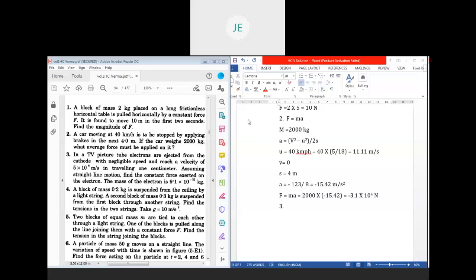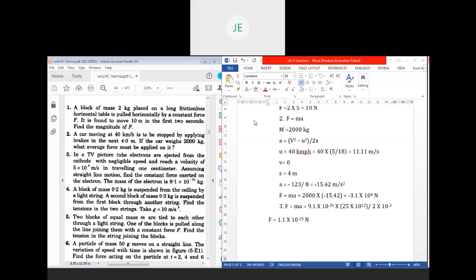Same process. F is equal to ma. Mass is 9.1 into 10 power minus 31. Acceleration is v square minus u square by 2s. Substitute v as 5 into 10 power 6, and u is negligible speed, so u is equal to 0, and s is 1 centimeter, that is 10 power minus 2 meter. Substitute all these values and simplify, please. If you simplify, F is equal to approximately 1.1 into 10 power minus 15 Newton.